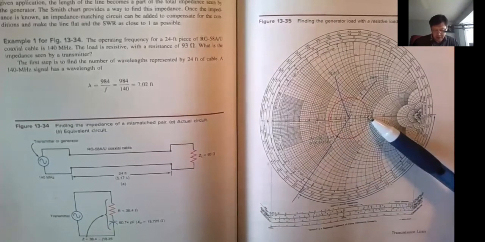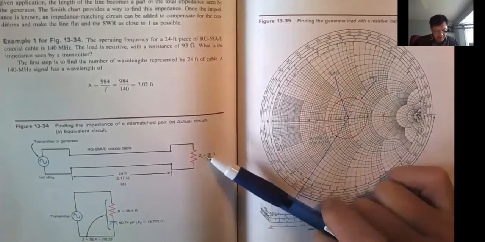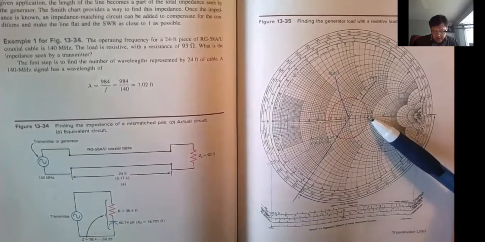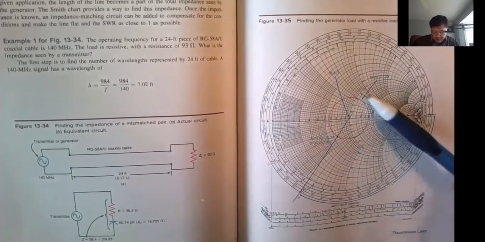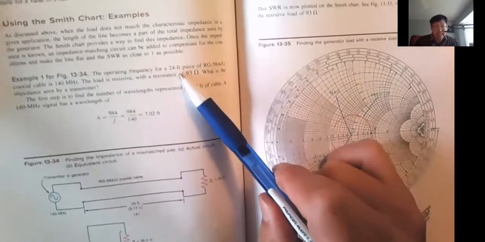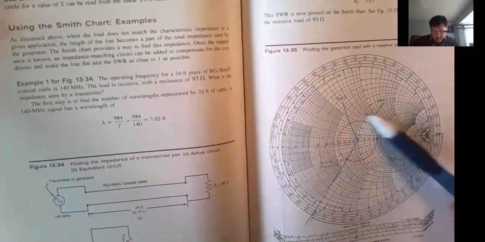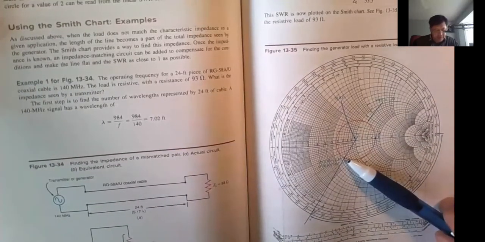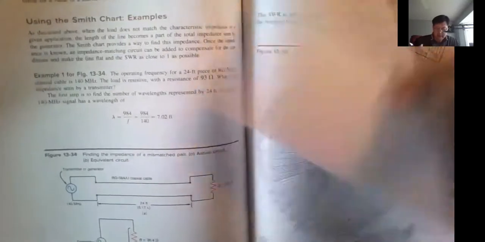So you started with your load, 93 ohm, then you travel on this red circle 24 feet. That's the length of the cable. After you travel 24 feet, you arrive here, and that's your combined impedance. Let's do another example.